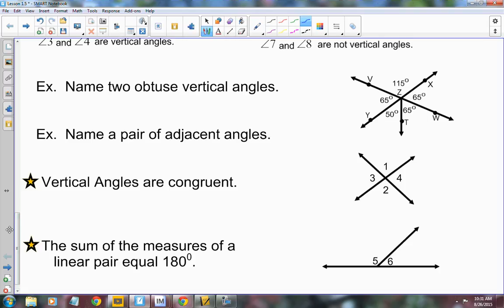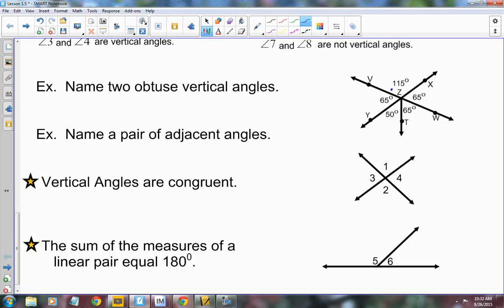So, looking at this diagram here, it says name two obtuse vertical angles. Okay, two obtuse vertical angles. What do you think, Lauren? YZT is 50 degrees, so that's not obtuse. What does it mean to be obtuse? I meant VZT. Okay, VZT is obtuse, but it doesn't have another vertical angle. They have to be created by two lines that intersect, David.